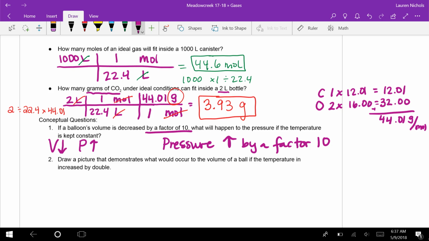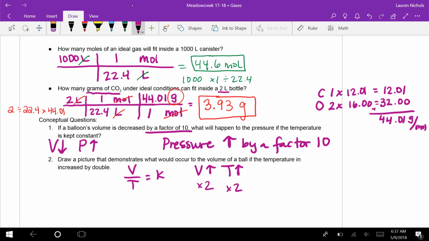And so number 2 says draw a picture that demonstrates what would occur to the volume of a ball if the temperature increased by double. Okay, so let's look at this. Remember our formula for volume and temperature is V over T equals K. And so if your volume goes up, your temperature goes up, and vice versa. So here, our temperature is going up by double. That means my volume is going to go up by double.